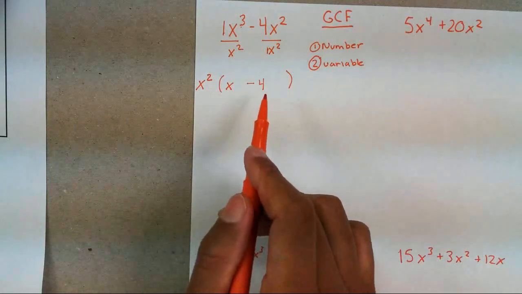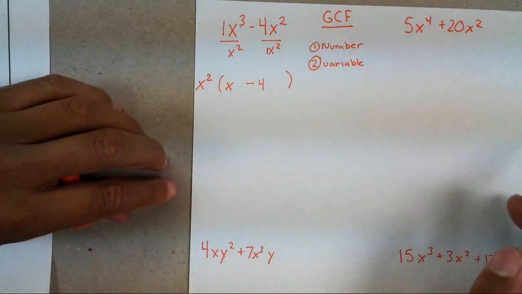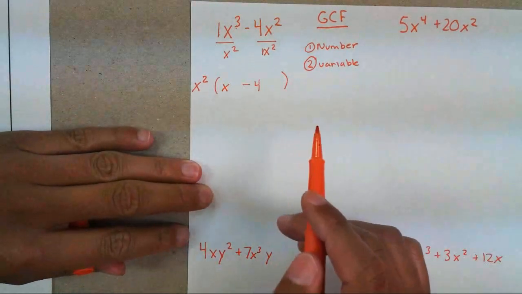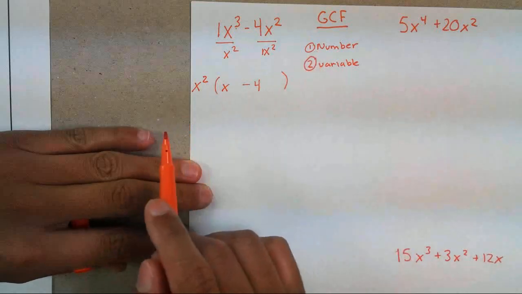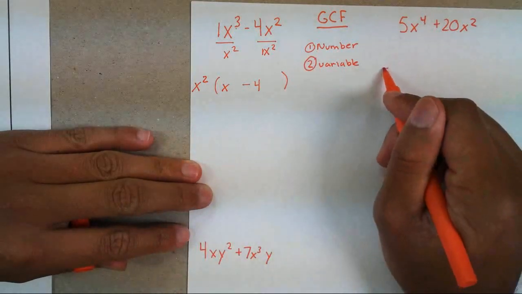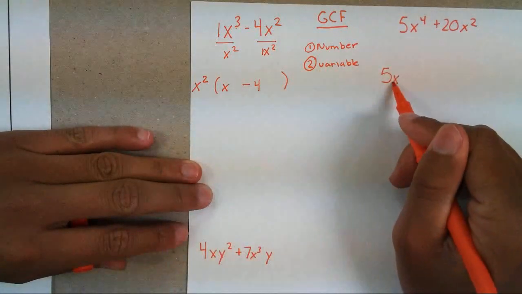Now we may be able to factor out a little bit more, but all we're doing now is just focusing on GCF. So let's look at the second example. 5x to the fourth plus 20x squared. Look to see if they have any numbers in common. If you'll notice, they do have a 5 in common. So I'm going to take out a 5. Then my next step is look at the variable. They have an x.